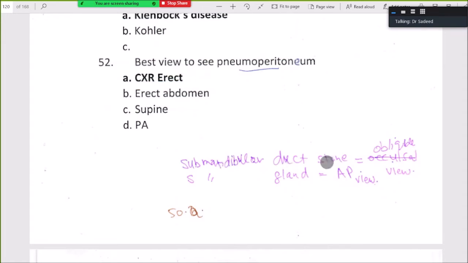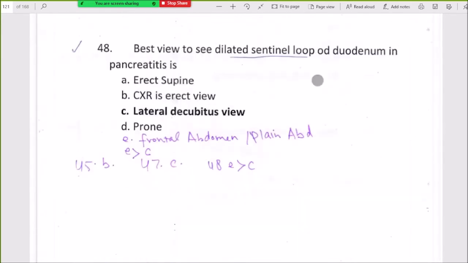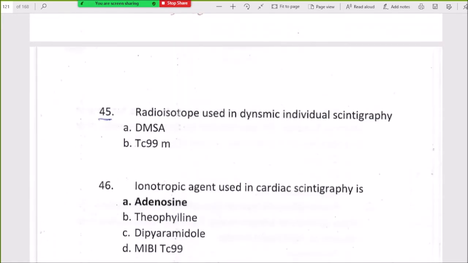Now, submandibular duct stone is seen in oblique view, and submandibular gland is seen in AP view. 45. Radioisotope used in dynamic renal imaging is technetium 99m.